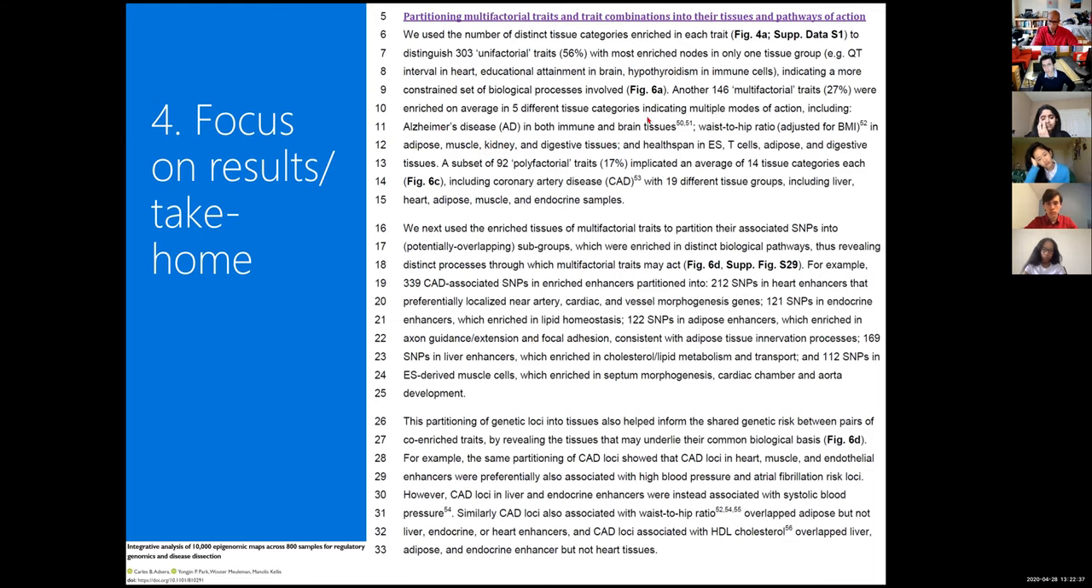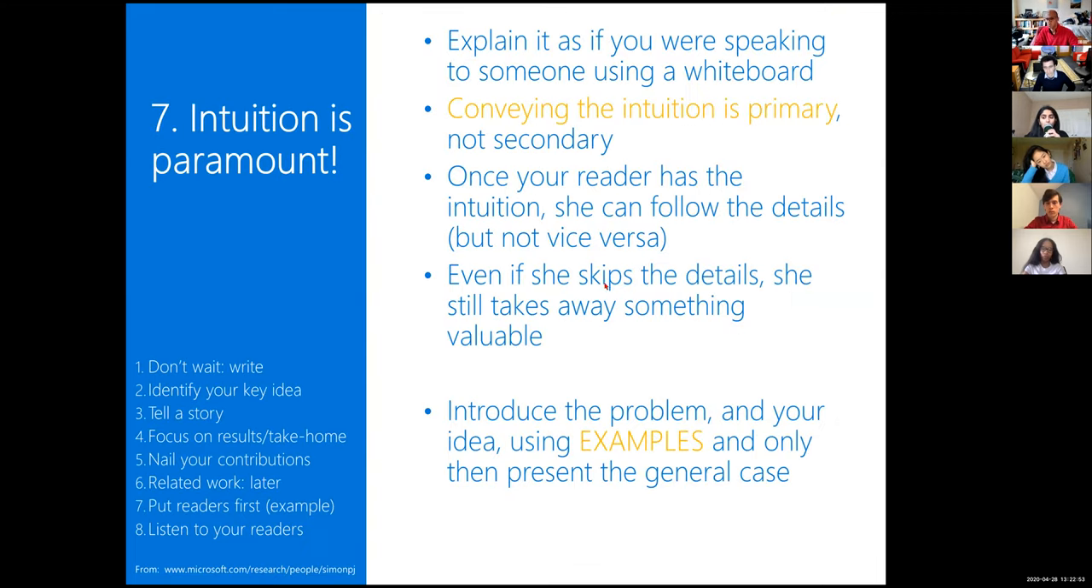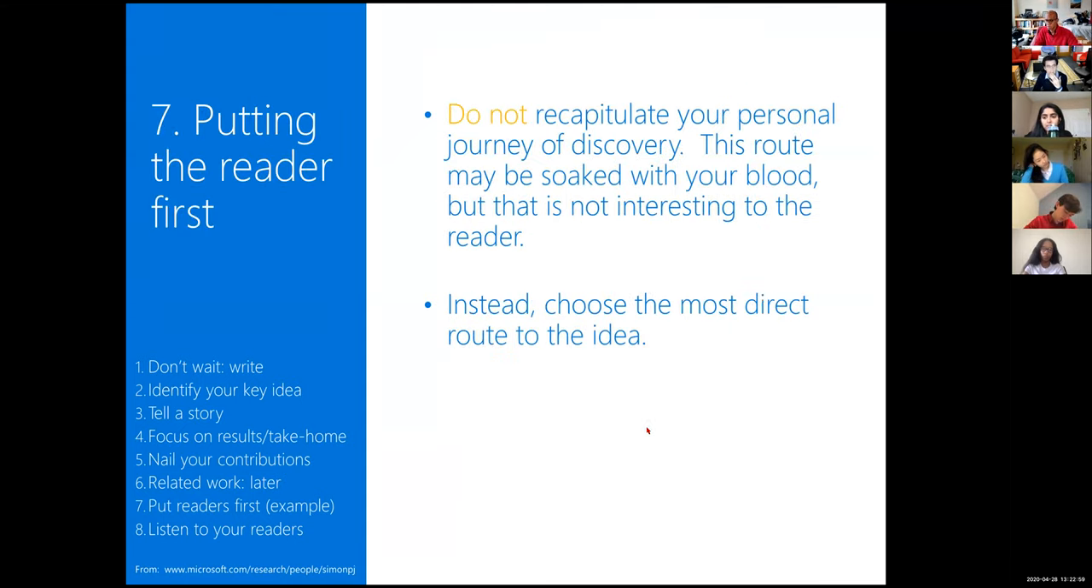So instead of spending a paragraph describing the number of tissues in which a particular GWAS trait is enriched, you immediately give the examples. And then the polyfactorial traits, including coronary artery disease with 19 different tissue groups, including liver, heart, adipose, et cetera. So examples are paramount and they help convey the intuition so that then they can go through the tables and find the rest. Put your reader first.